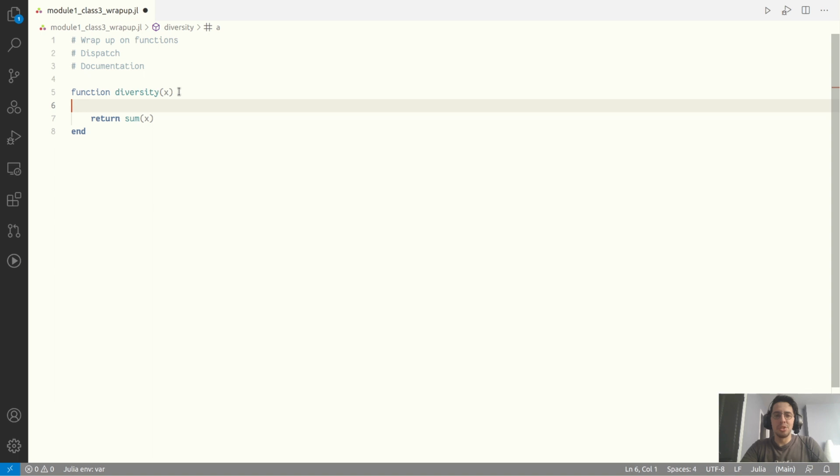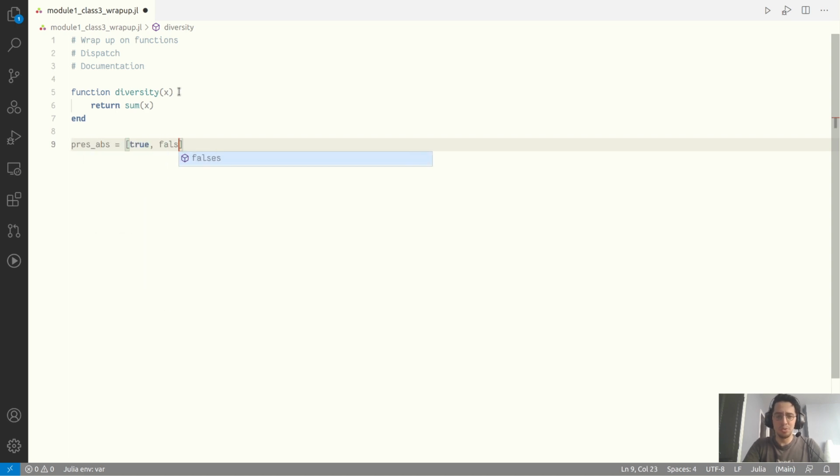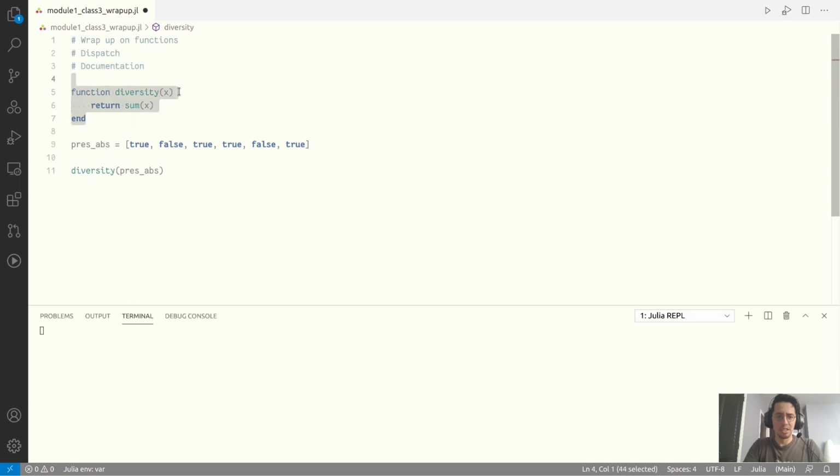So the way to make sure that we get a result back from our function, and that we can be explicit about what the result is, is to use the return keyword. So let's try, and we have a presence absence list of species. It's going to be true, false, true, true, false, true. So if we call diversity on this list and we execute all of that, let me just start my terminal.